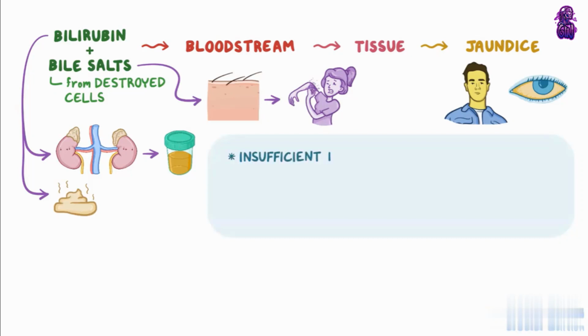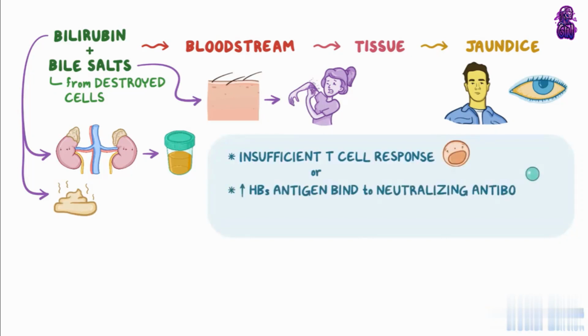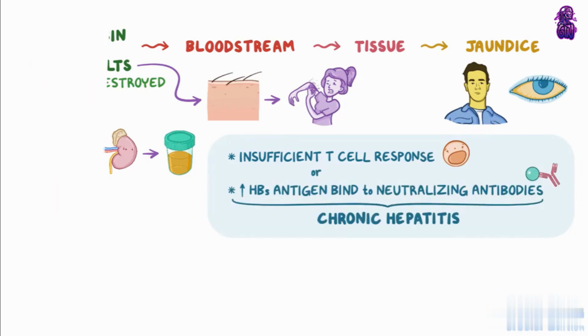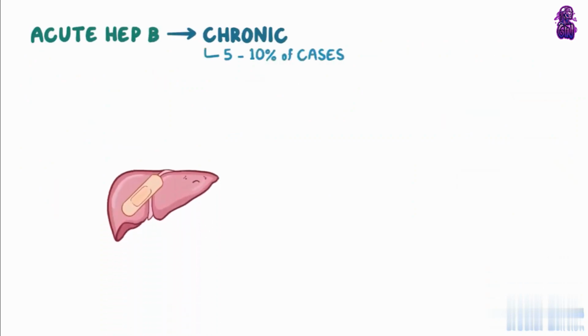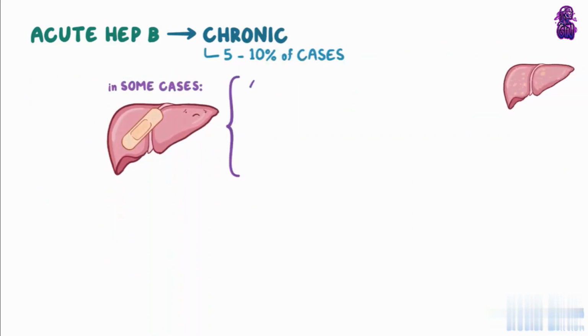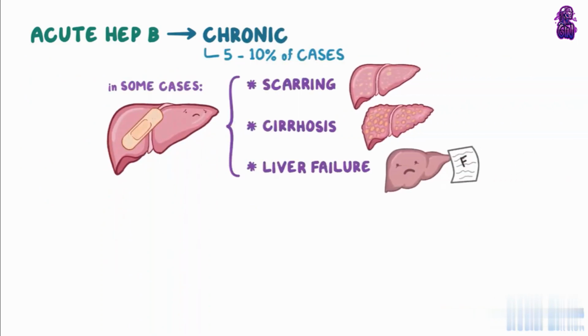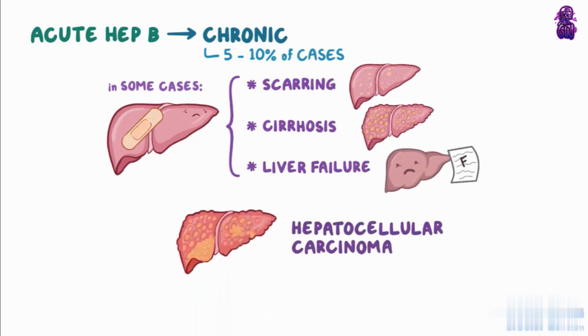An insufficient T-cell response, or if large amounts of HBs antigen bind to neutralizing antibodies, can lead to chronic hepatitis. Acute hepatitis B becomes chronic in about 5 to 10% of cases. In some cases, liver damage can progress to scarring, cirrhosis, and liver failure. Chronic hepatitis also increases the risk of liver cancer called hepatocellular carcinoma.